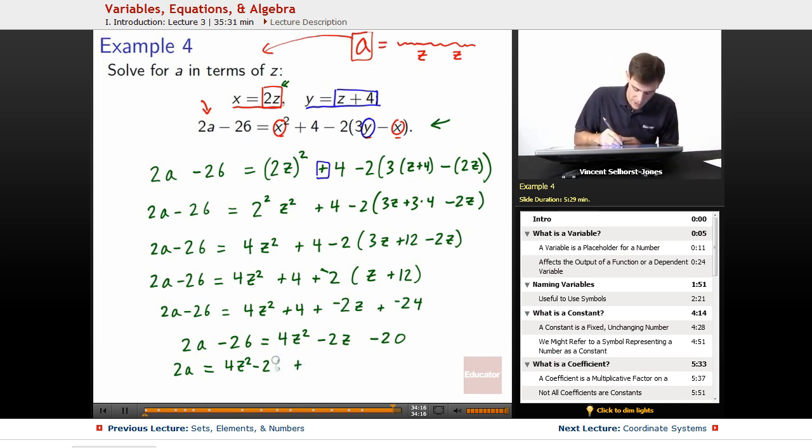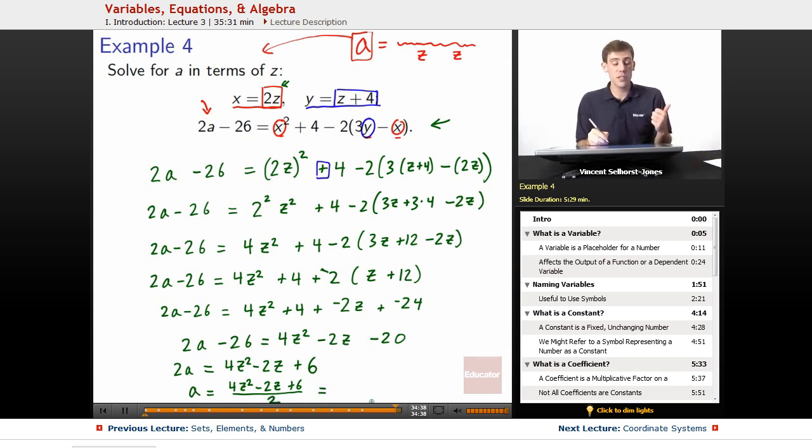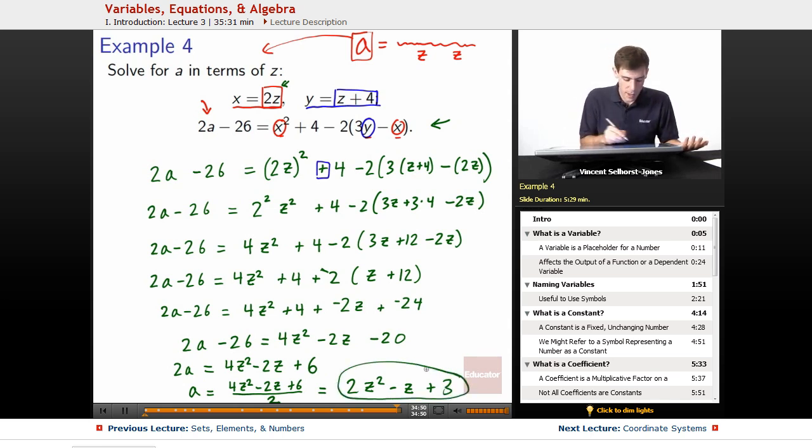Oh, whoops. I accidentally wrote what I was saying. So minus 2z still, add 26, negative 20 plus 26 becomes just 6. Divide both sides by 2, a equals 4z squared minus 2z plus 6 all over 2. And we can simplify that. 4z squared, that becomes 2z squared. Minus 2z, that becomes minus z. Plus 6, that becomes plus 3. So it's a equals 2z squared minus z plus 3.